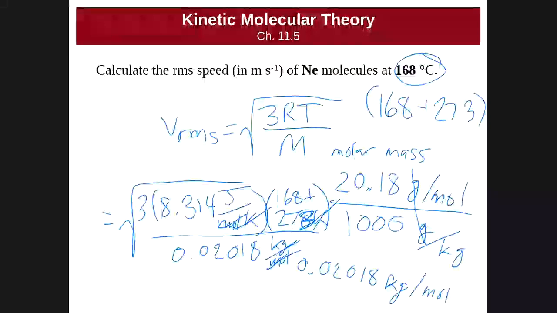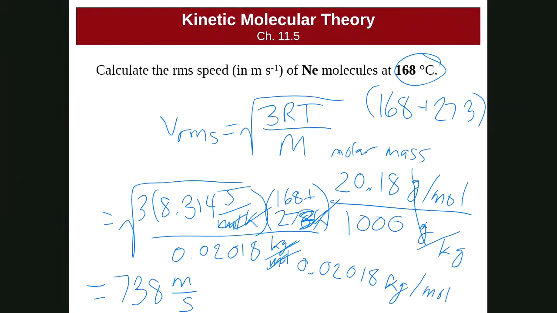When we plug all these numbers in, we're going to end up with 738 meters per second. So think about that. These gases, these neon molecules, they should really be neon atoms. Neon gas particles, we'll call them, can travel at a speed of 738 meters per second. So that is super, super fast.